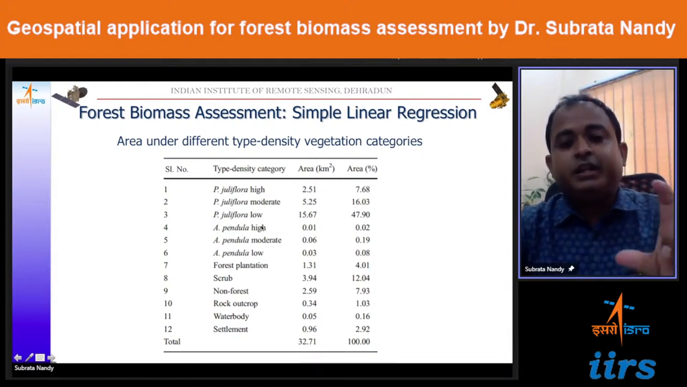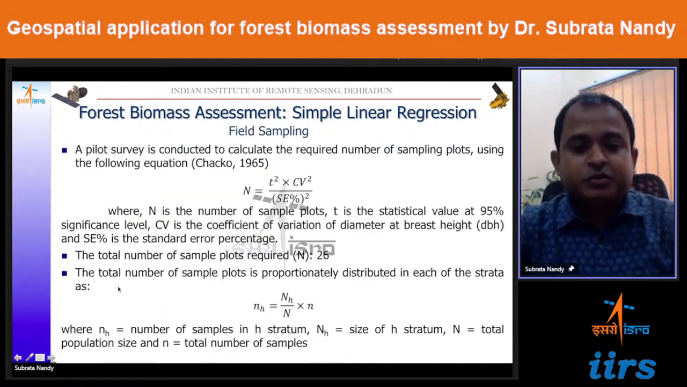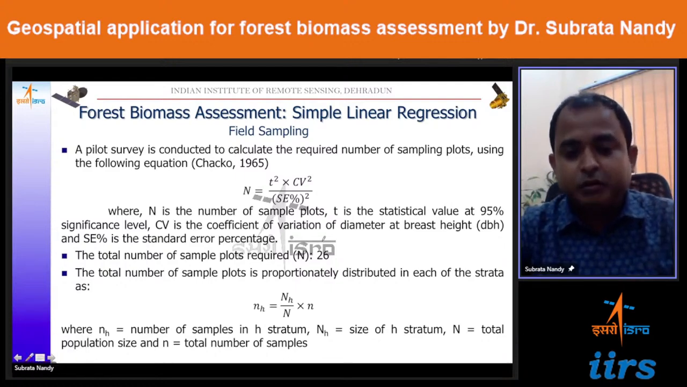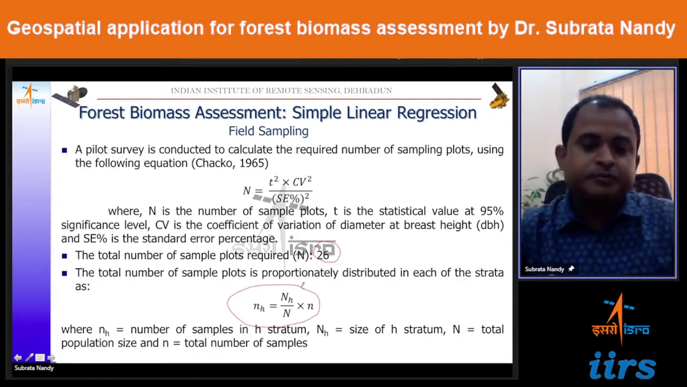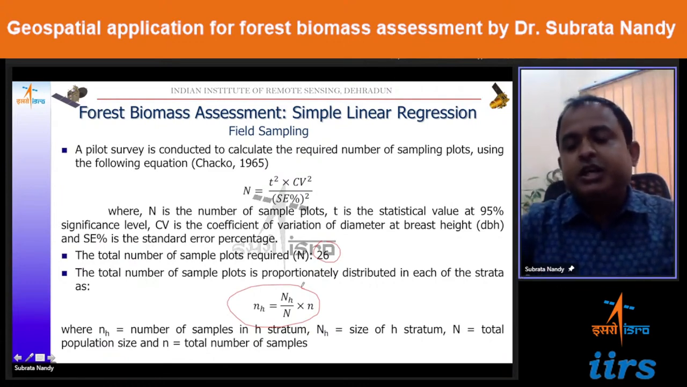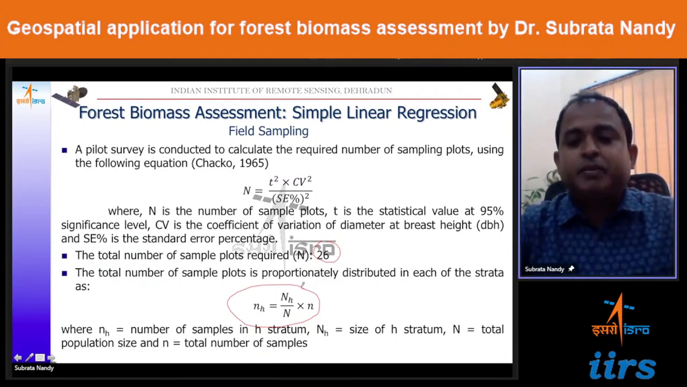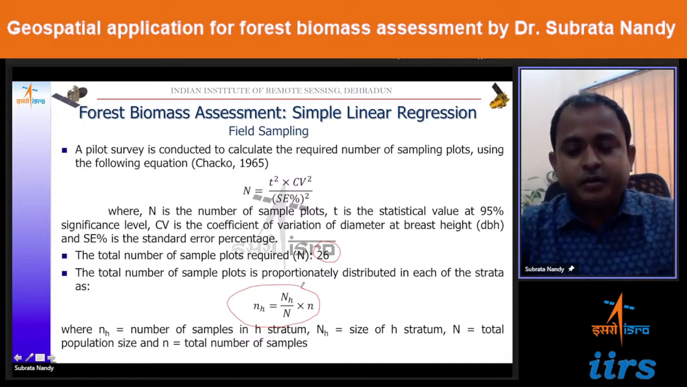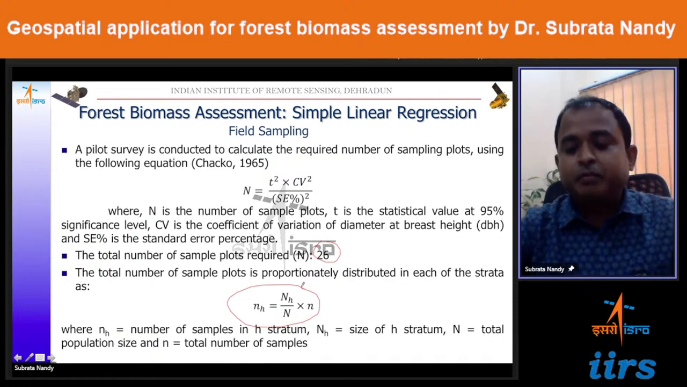So in the forest classes, we will do area proportional sampling. If you see here, we will distribute these 26 plots in different strata using this formula. The stratum which has a bigger area will have more sample plots. So it is area proportional sampling. Once you lay out the sample plots, from the field data you will calculate biomass.